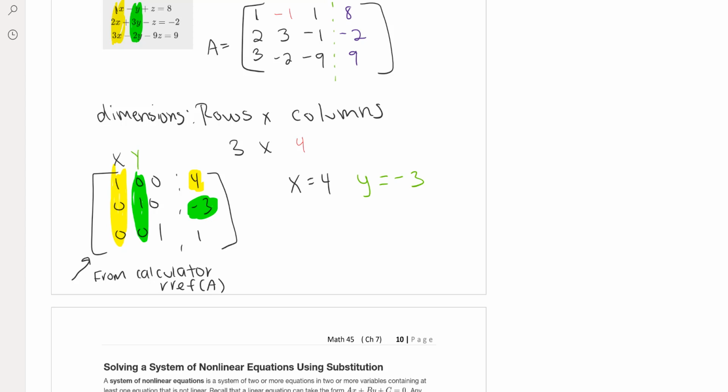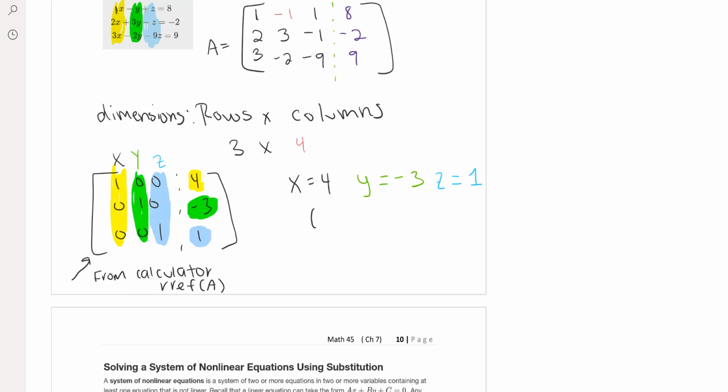And the last thing that I'm going to have here is going to be my z values. So the z values are going to be my column 3. And in my z column, I see a 1 in that last row. So this is telling me that my z value is going to equal 1.